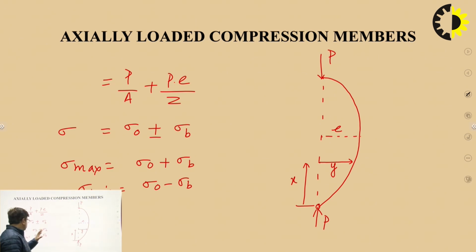Now once this sigma max reaches the crushing stress of the column material, the member will fail. So here it is to be noted that the failure of the member is not just because of sigma b, it is also because of the combined effect of sigma naught and sigma b.